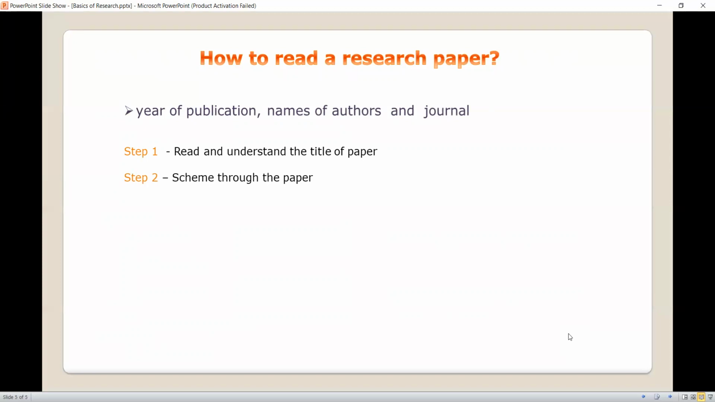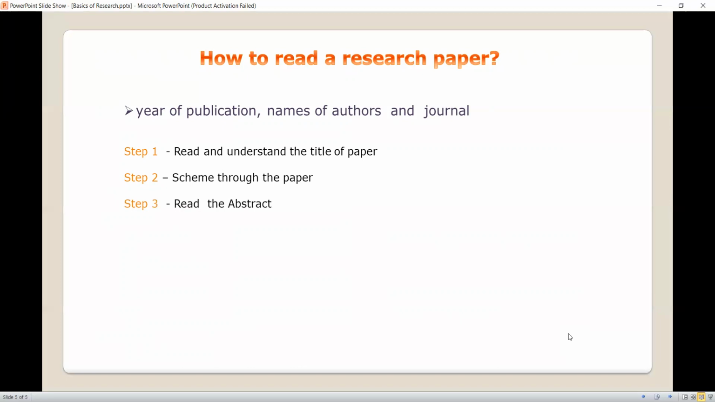In which pattern they have written in the paper, and then go through the graphs and the figures, how many graphs there are, and then analyze the graphs, and underline unknown words which are not familiar to you, because it helps you get the meaning very easily if you underline that. And then come to step number 3, that is read the abstract.